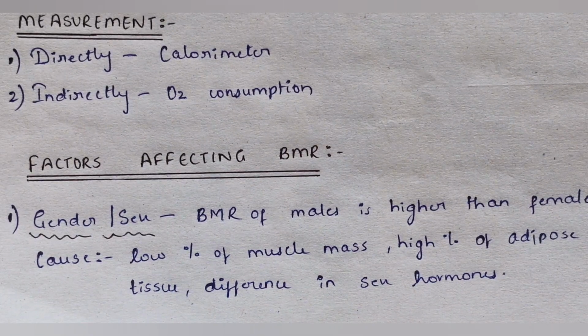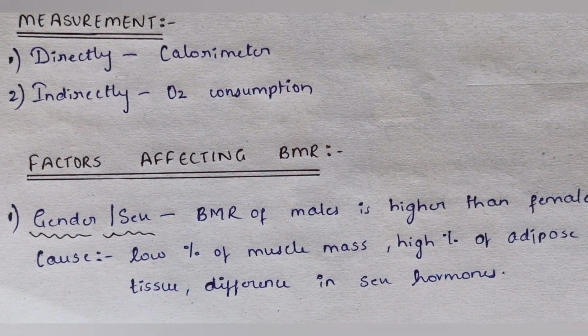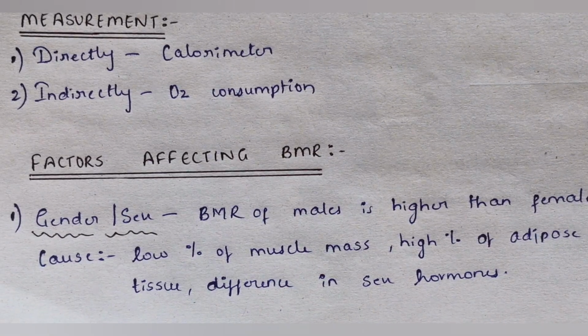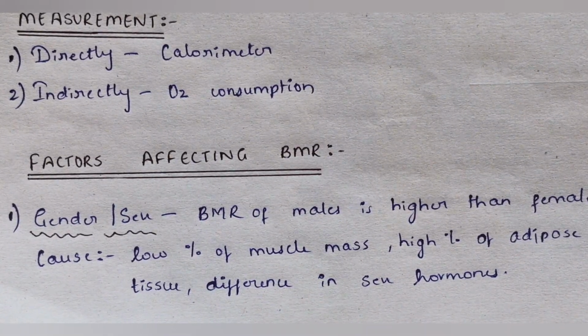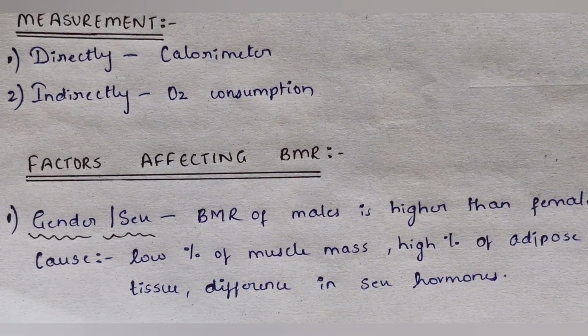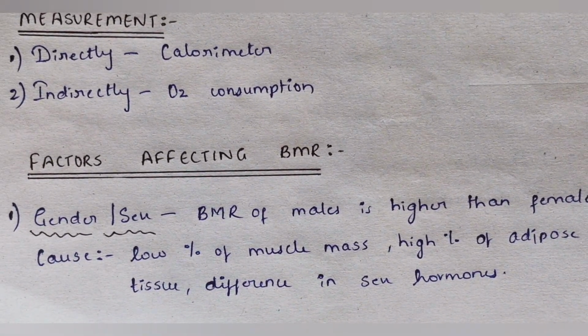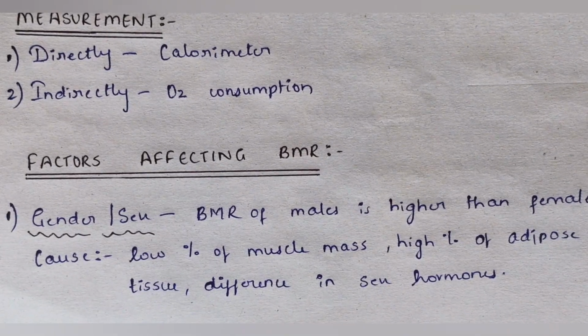Factors affecting basal metabolic rate. The first one is gender or sex. Basal metabolic rate of males is higher than females. The cause is because of low percentage of muscle mass, high percentage of adipose tissue, and difference in sex hormones.